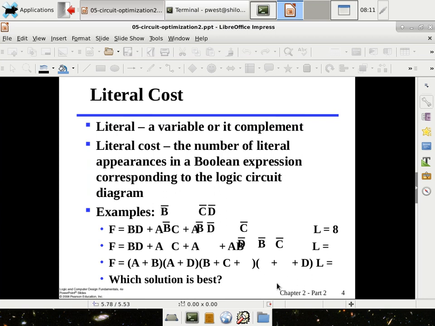Can anyone try? Is it 11 because of that C up there? The C not up there on the side? Yeah, there's a C not. Oh yeah, 11. Thank you. A, B, C not. All right. And then to make sure, what's the last one?